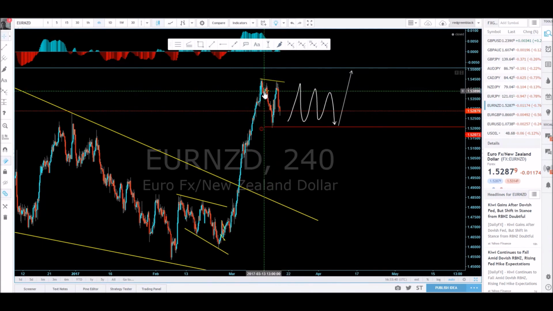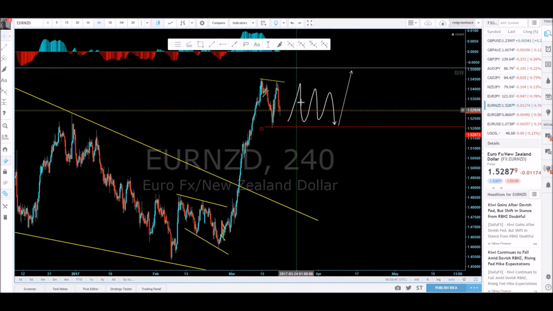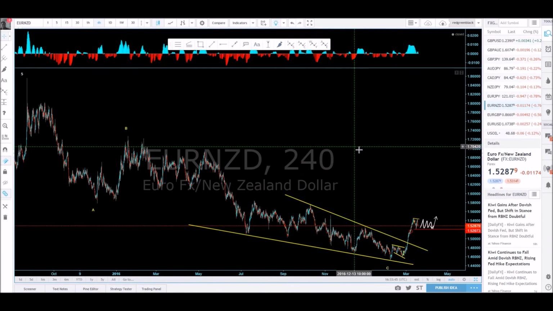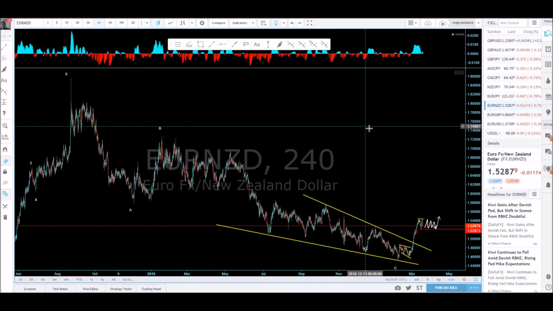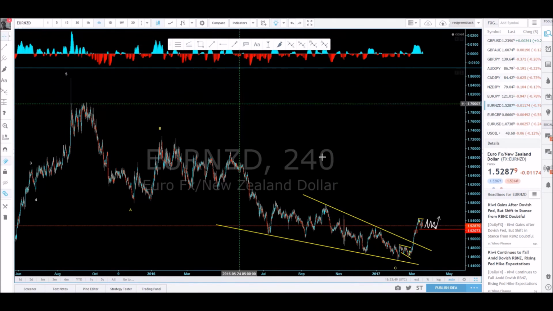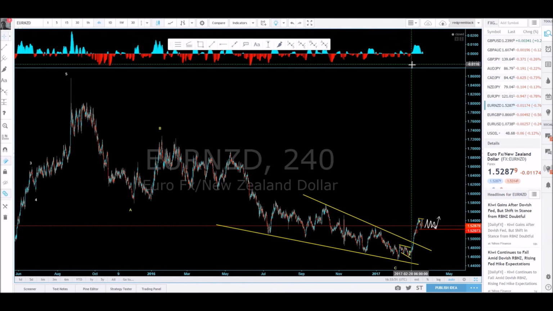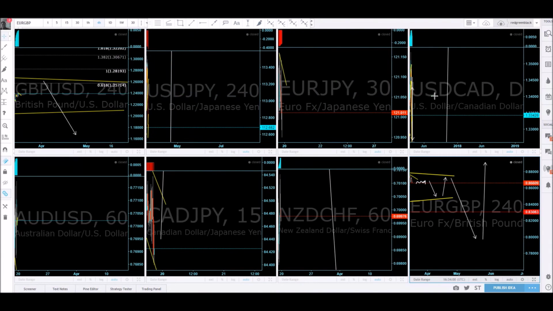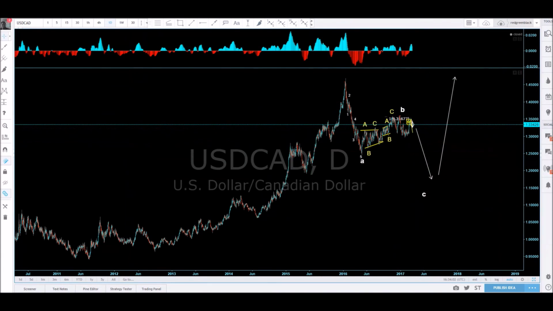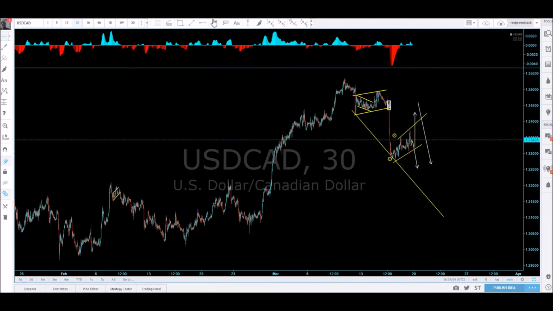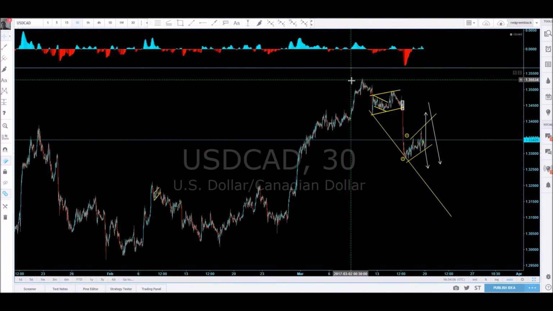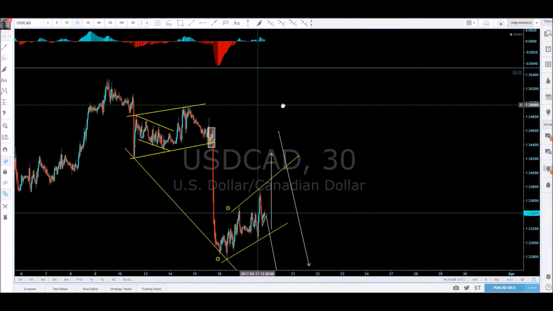It looks like it's making a flat, so I'm looking for buys on something like this. But I hope you folks got to see the fractal nature of the market. Let me see if I can go to USD/CAD. That was a good one. If we go to 30-minute, you'll see this is a perfect example of a fractal.